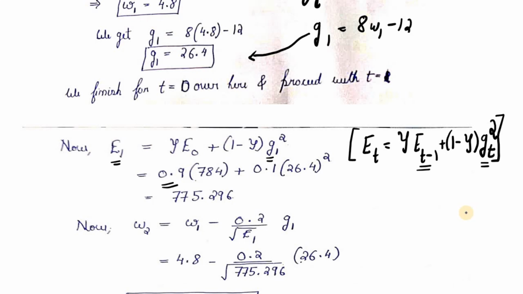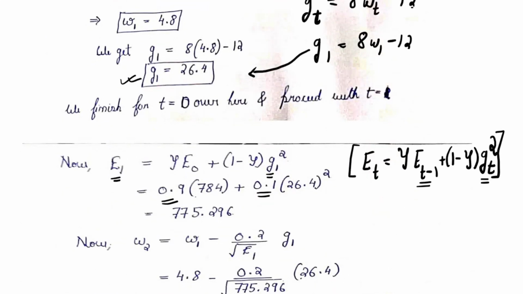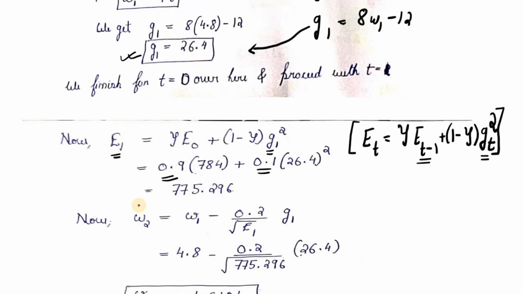G1 we have derived a step above. This is exactly where we derived G1. The value of gamma and 1 minus gamma is known. E0 was 784, we derived it previously. This is the value of E0 we derived. Now we get the value of E1 as 775.296.